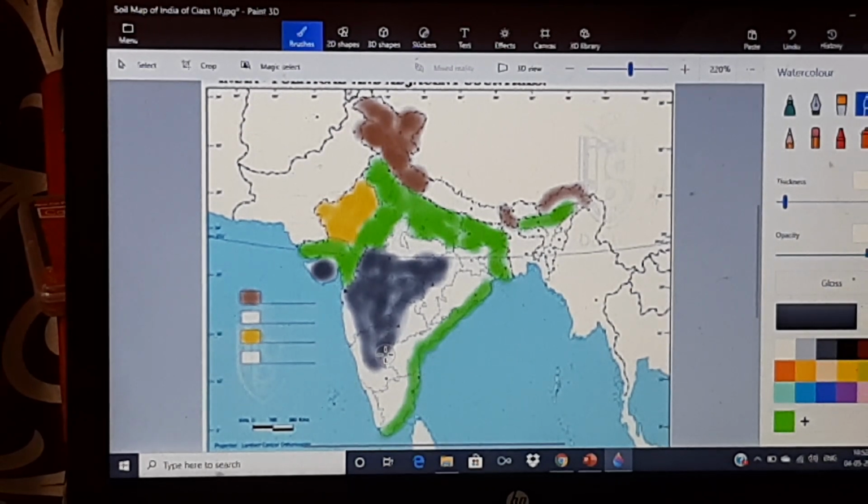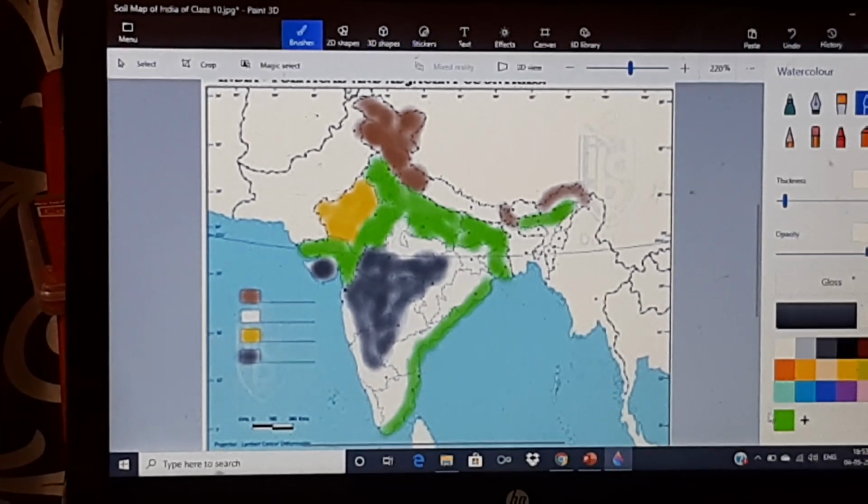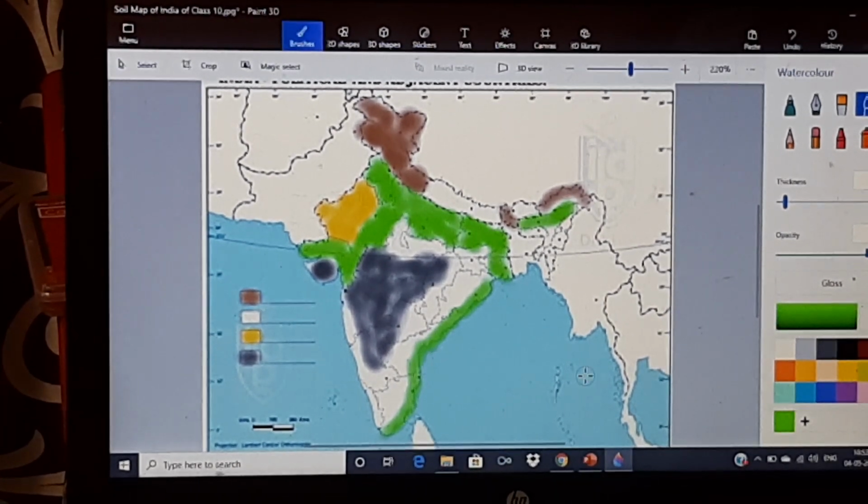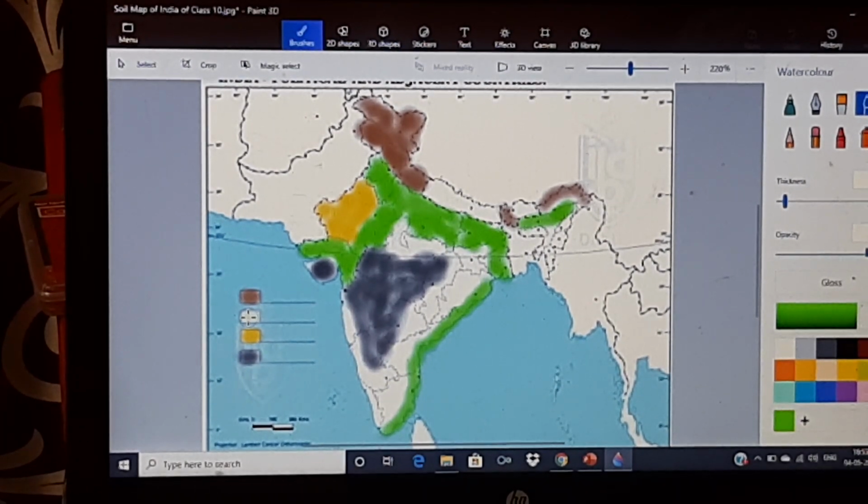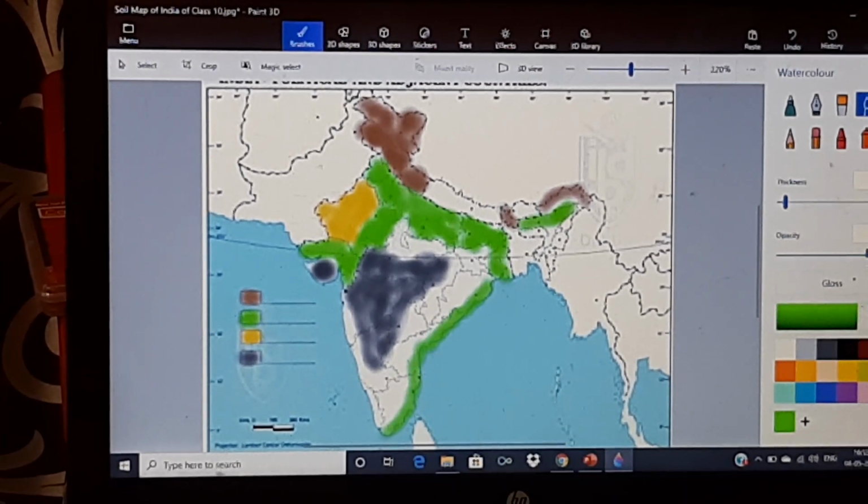Now next, to shade out the index black soil, let me just shade out the alluvial soil index too. This is the alluvial soil. Now next we will plot the lateritic soil.